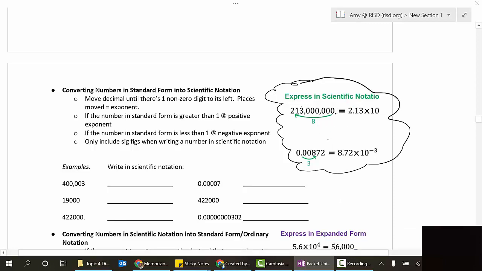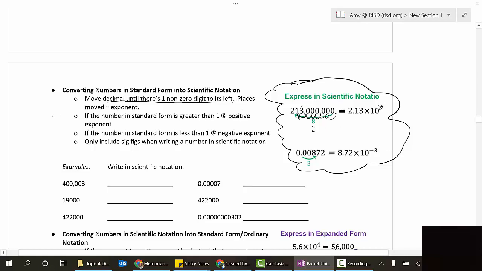We are going to move it. And so the rule is that you move the decimal place until there's one non-zero to its left. And the places that you move it is the exponent value. So that's going to be 1, 2, 3, 4, 5, 6, 7, 8 times. So we move the decimal 8 places, so the 2 is in front of it. So it becomes 2.13 times 10 to the, now it got cut off, but that is just supposed to be an 8 there. So the 8 tells us that it was moved 8 times.